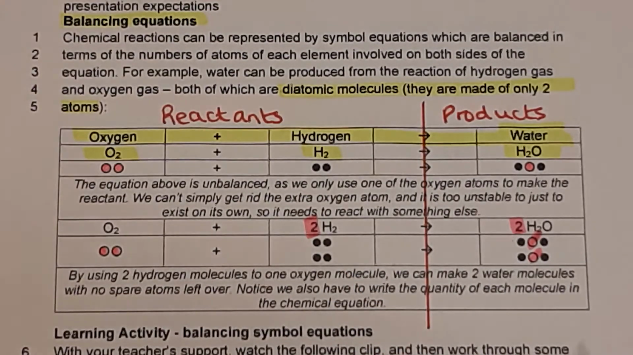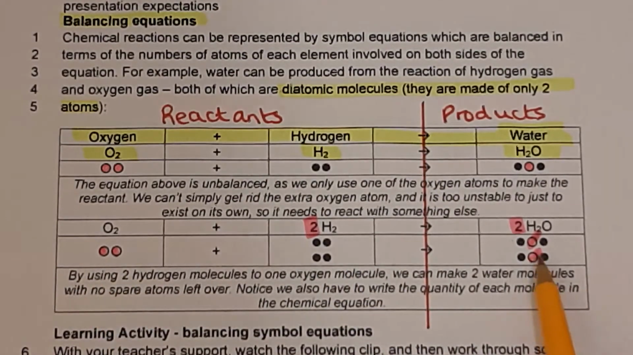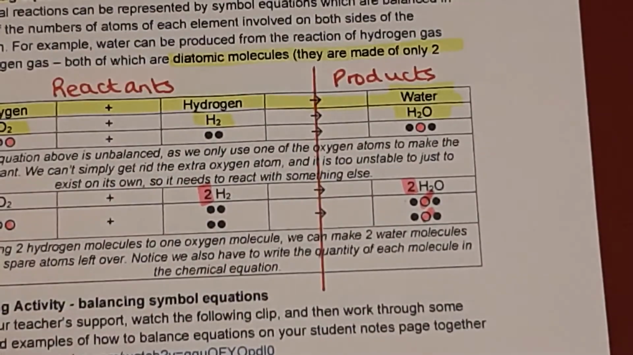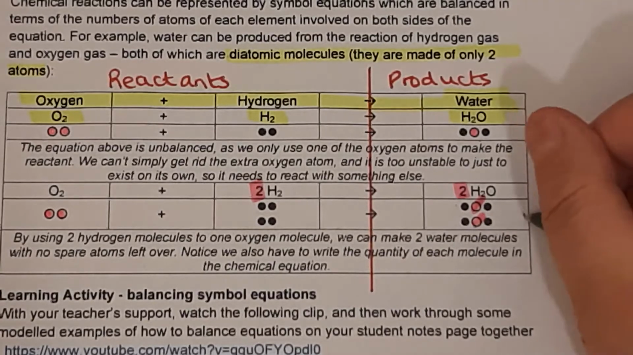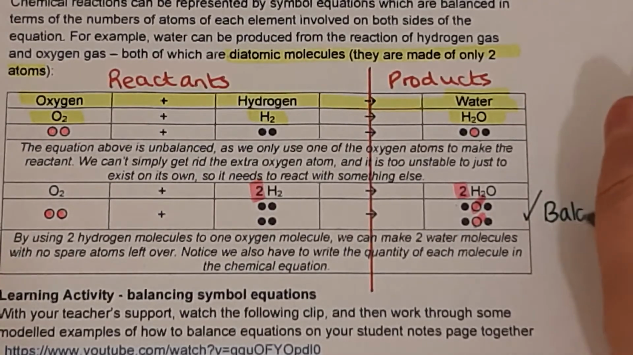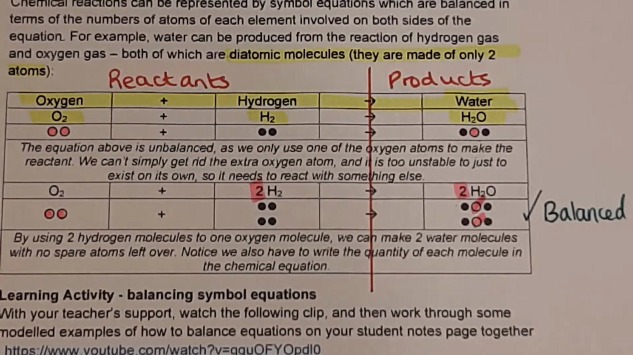So let's double check that. 2 oxygens before, 2 oxygens after. Good. 4 hydrogen atoms before and 4 hydrogen atoms after. Perfect. That is a balanced equation. Okay, so that's all that balancing equations is about.